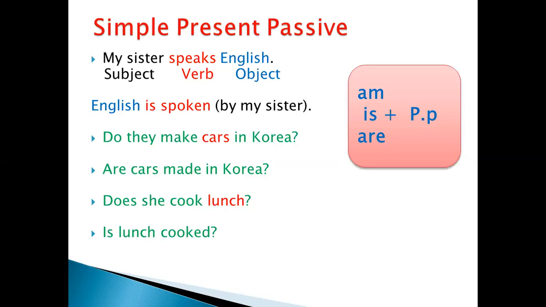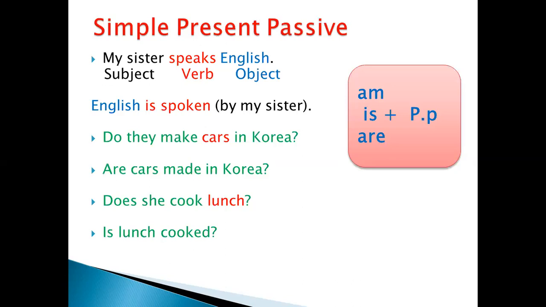Let's read the sentence again. My sister speaks English. English is, and the past participle of speak is spoken, by my sister. If you would like to write "by my sister" for the last subject, no problem. If you don't write it, it's also right. So you can say English is spoken, or English is spoken by my sister. Okay, it's easy.